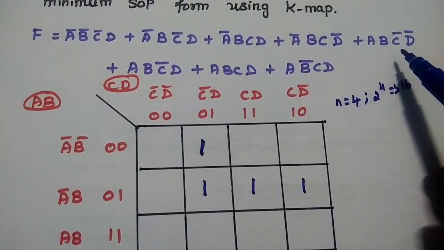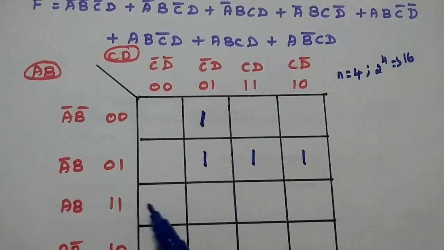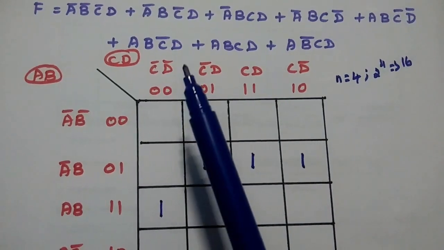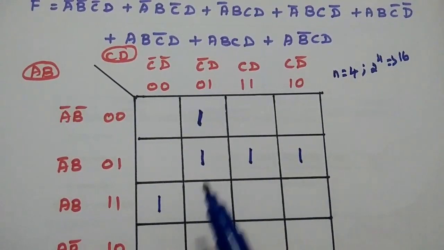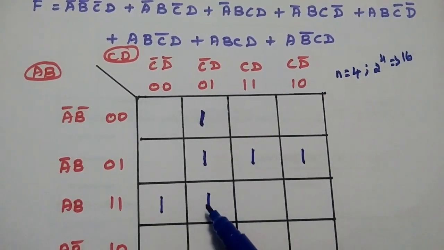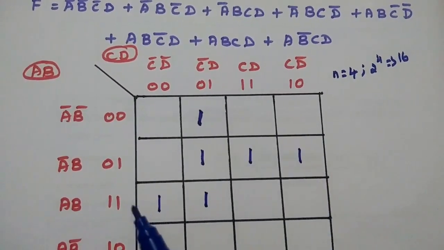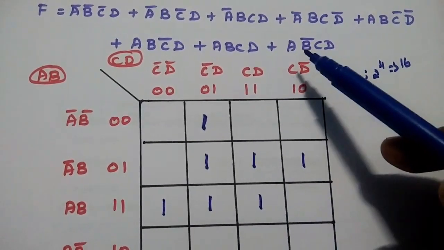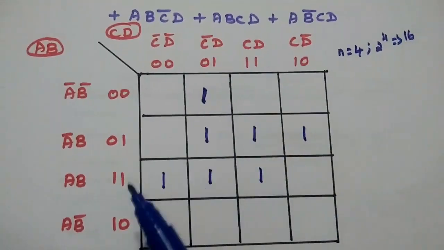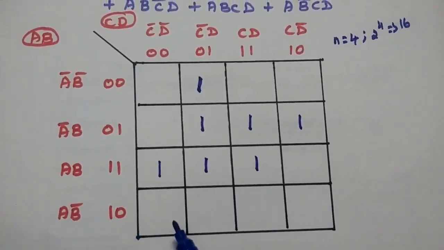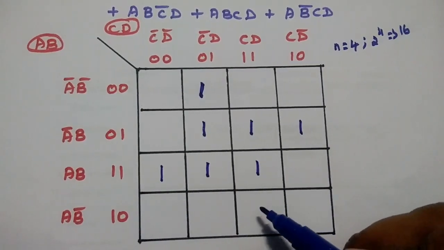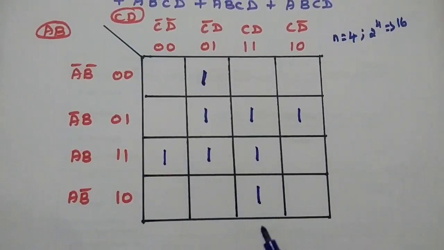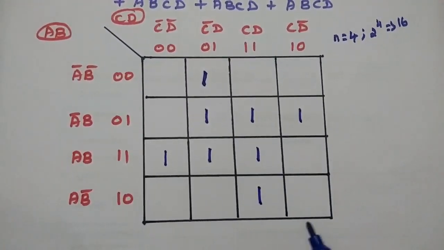Next A, B, C bar, D bar. A, B means third row, C bar, D bar means first column. After that A, B, C bar, D. A, B is the third row, C bar, D is the second column. Put 1 here. And then A, B, C, D. A, B, C, D means third row, third column. And the last one is A, B bar, C, D. A, B bar means fourth row. And here C, D means the third column. So this is the second step. We have to place the values for each min term in the K map.